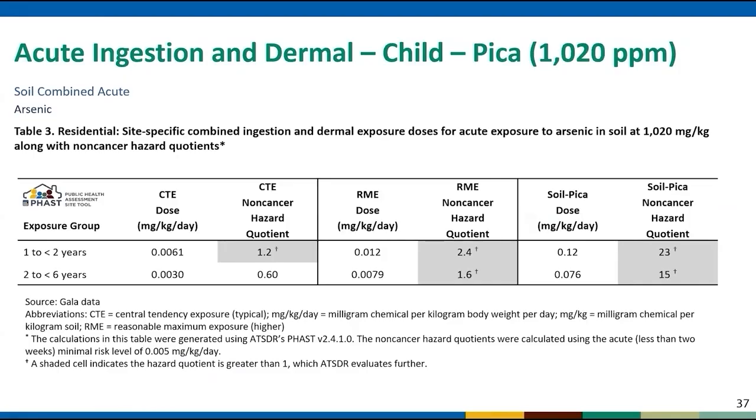We can take a look at the acute ingestion and dermal per child for pica, and that shows we do have much higher soil pica hazard quotients. We have an HQ of 23 for the 1 to less than 2 years group and 15 for the 2 to less than 6 years group. You should remember these acute doses and hazard quotients for children with soil pica behavior when you do your toxicological evaluation to see if they are at risk of serious health effects just from eating dirt from the most contaminated part of the daycare yard.